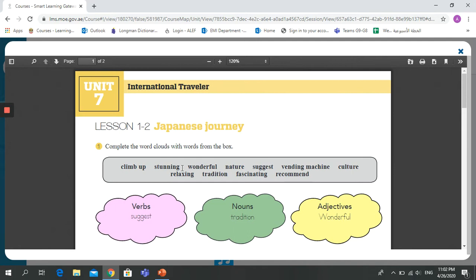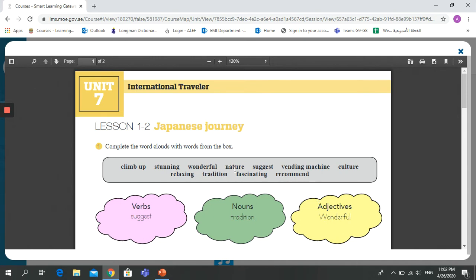Stunning. You can say the view of the mountain is stunning. Or Mount Fuji is a stunning mountain in Japan. Very good. So you use it to describe another word. So this is an adjective. Wonderful. Wonderful also is the same as stunning. So it is an adjective.